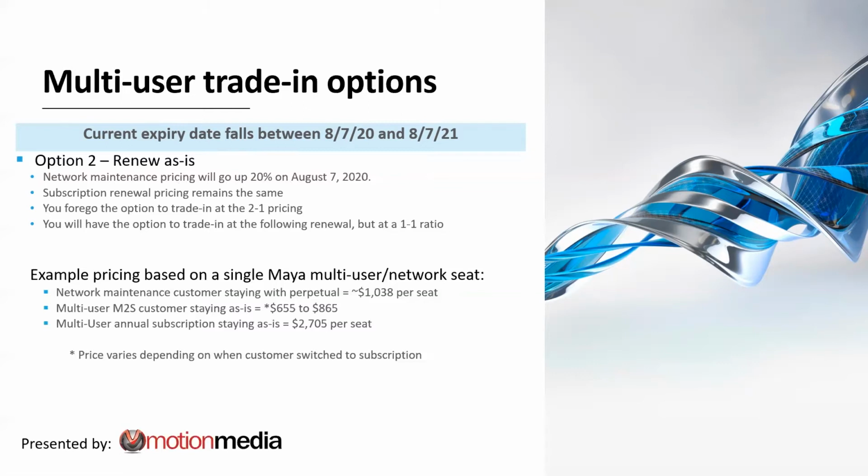If your renewal date is after August 7th of 2021, then you get 2-for-1. If you decide to stay as is, you can trade it in next year, but it's only going to be 1-to-1. I don't know what the pricing of that is going to be, if it's still going to be at 50% or not, or if it'll be just a straight 1-to-1, including costs. They haven't announced that one way or another, but my guess is it will probably be at 50%, but I don't really know this for sure.